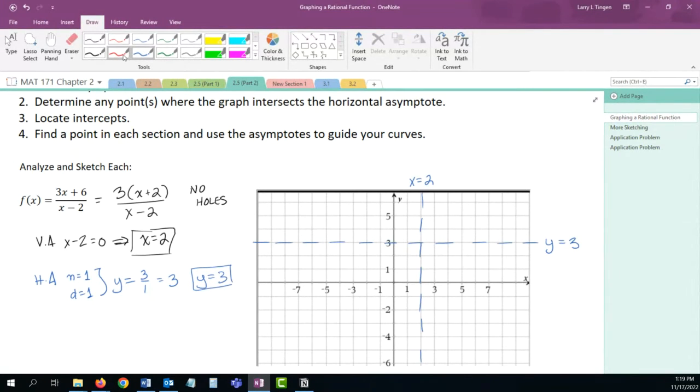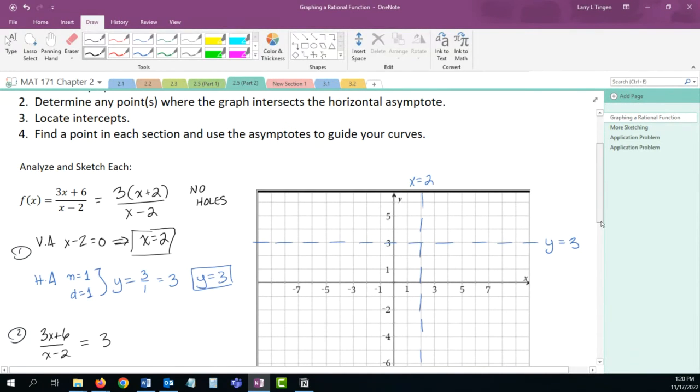Part two says to find a point or points where the graph intersects the horizontal asymptote. Remember, we can intersect the horizontal asymptote all day long, and that is fine. So I want to know, when will my function give me the horizontal asymptote's y value? The horizontal asymptote's y value is 3.